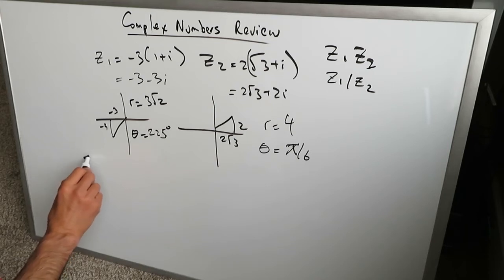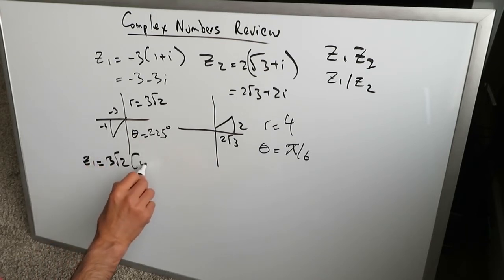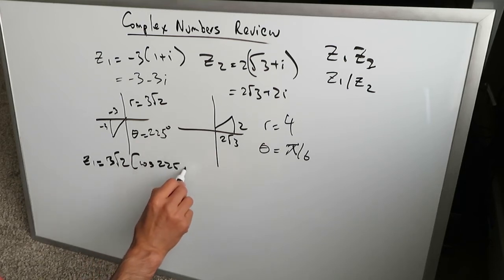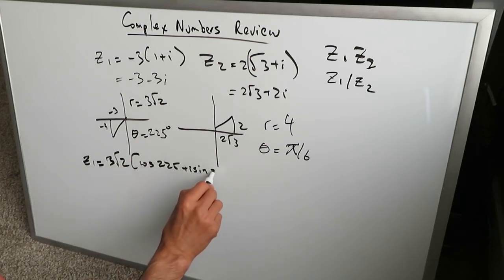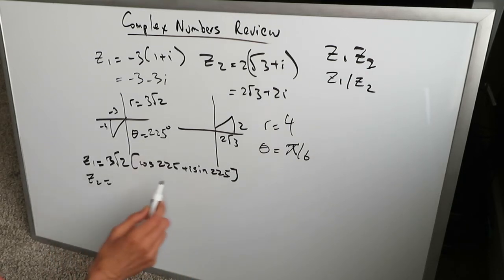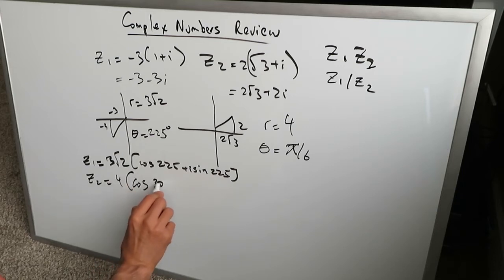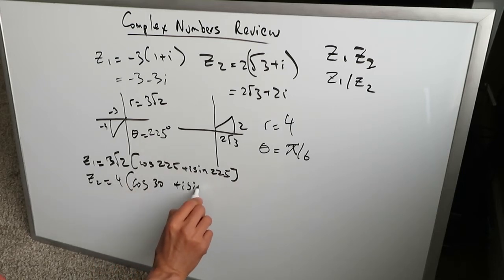Now we have the trigonometric processes done and we just have to write this out in the polar trigonometric form. Z1 is going to be 3 root 2 times cosine 225 plus I sine 225. Z2 of course will be 4 times cosine 30 plus I sine 30.